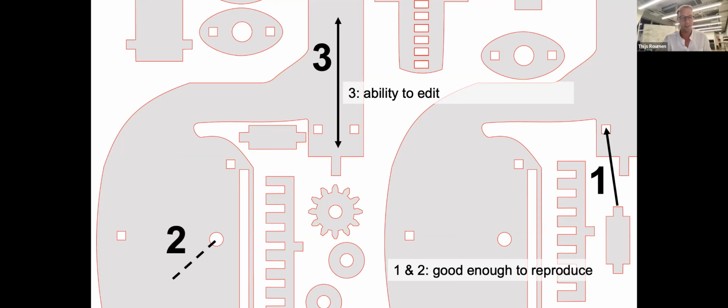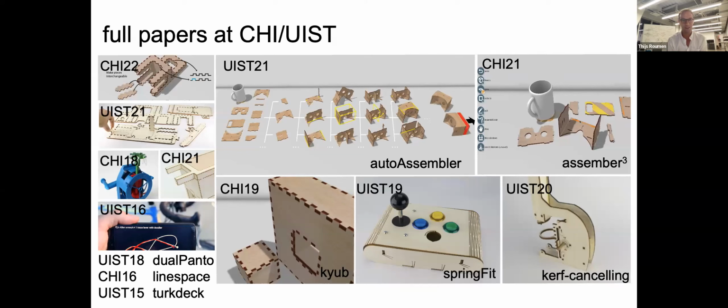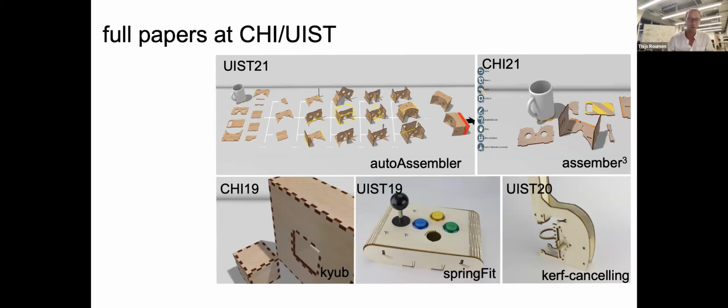So let's look at the research that I've been doing in order to address these types of problems. In the scope of my PhD, I've been publishing these 15 papers at CHI and UIST. And in the interest of time for this talk, I'm going to focus on the big ones that you see here on the right.